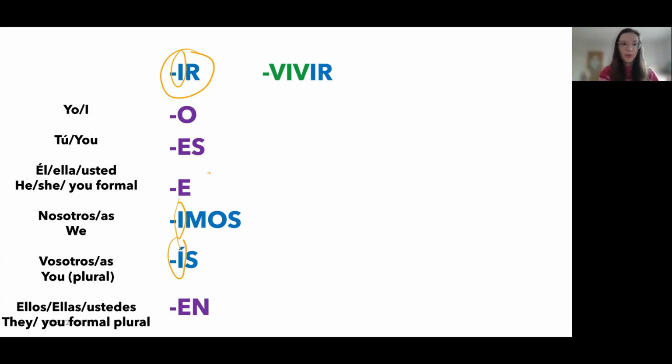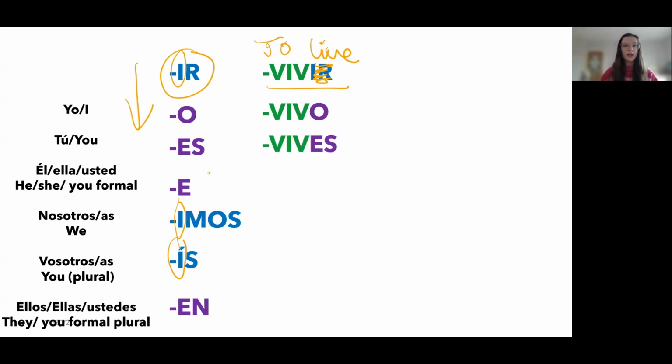So let's have a look at a verb which is really commonly used, regular, and it's IR: vivir. So vivir means "to live." Okay, vivir is "to live." So vivo, "I live." All we've done is we've crossed off our ending as before, and we're adding these new endings on depending on the person. So "I live" becomes vivo. "You live," vives. "He or she, you formal," vive.